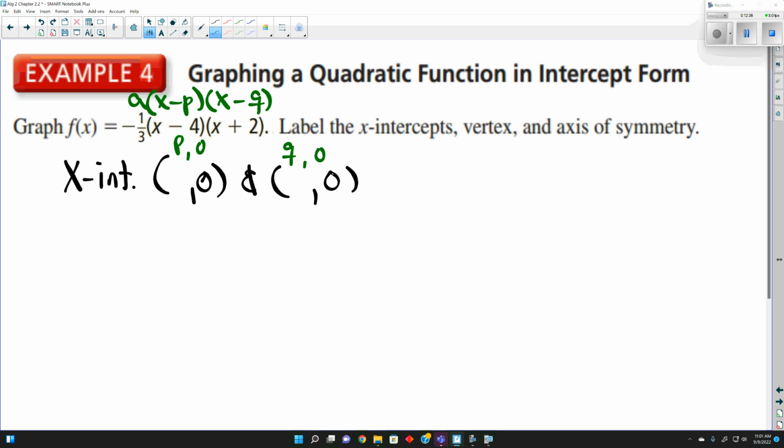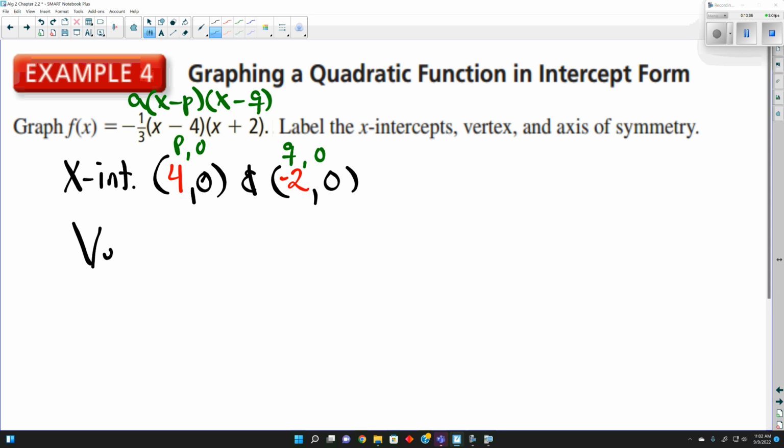Now what's the value of p and q? Almost. It's just 4. And the 2 is -2. Because again, we have to flip that sign. It's the opposite of what we think. Since it's x minus 4 inside, it comes out as positive. Since it's x plus 2 inside the parentheses, it comes out as negative.